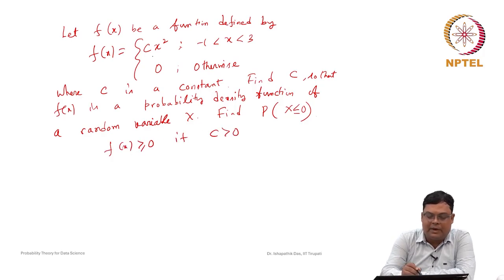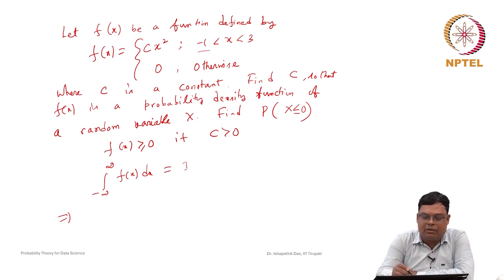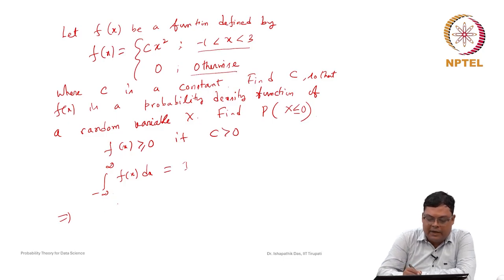Now, the second property is that the integration from minus infinity to plus infinity of f(x) dx should be equal to 1. Because this is non-zero only in a particular interval and otherwise it is 0, we will divide the whole interval in this way.